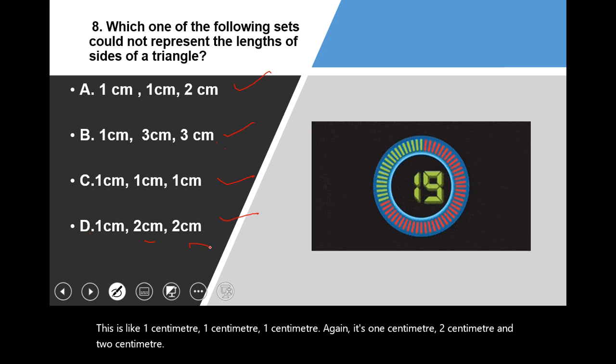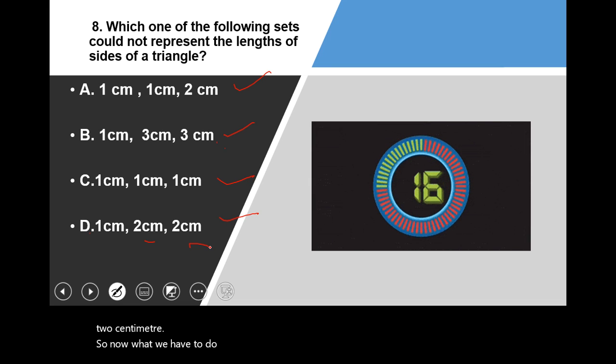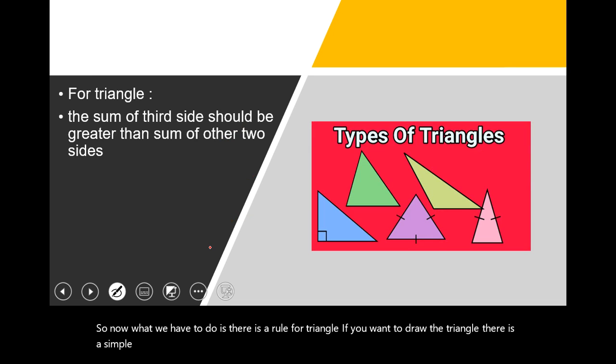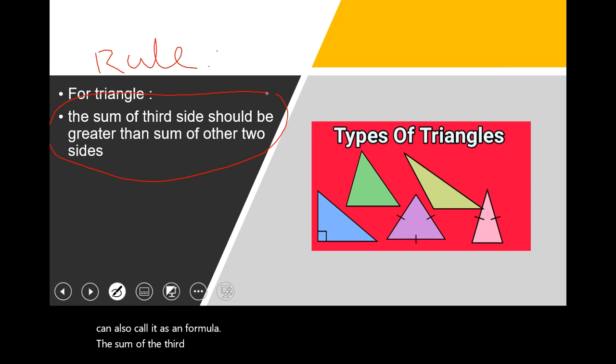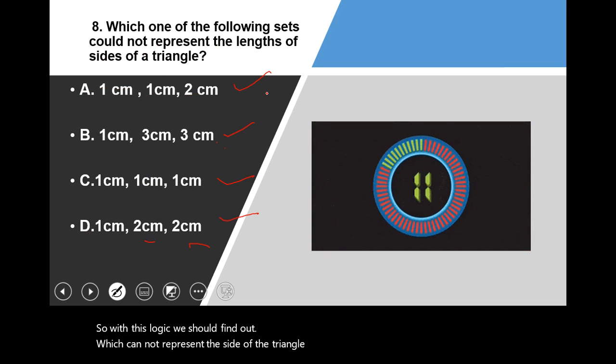So now what we have to do is, there is a rule for triangle. If you want to draw the triangle, there is a simple rule. It is a formula. The sum of any two sides should be greater than the third side. So with this logic, you should find out which cannot represent the sides of the triangle. If you add 2 sides, it should be greater than the third side.